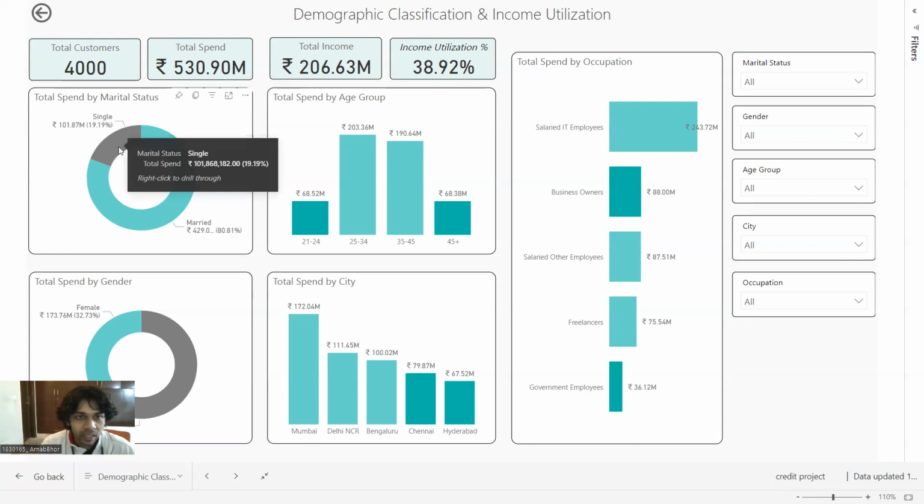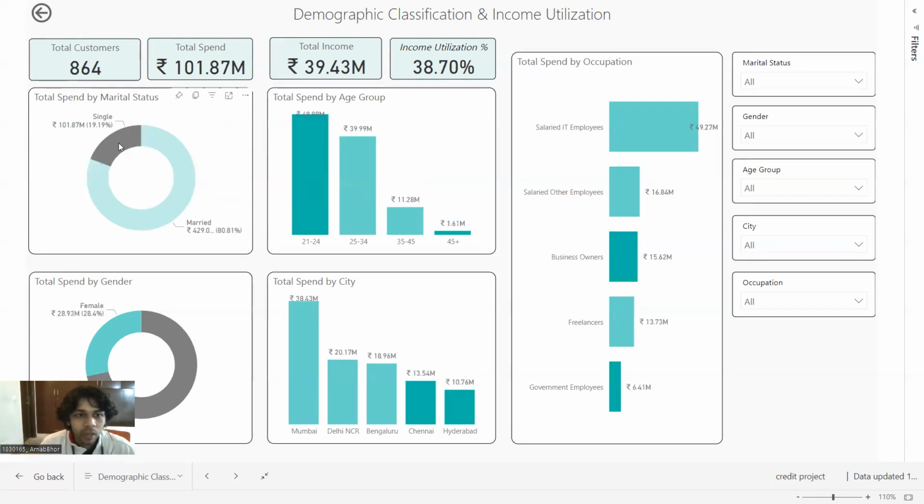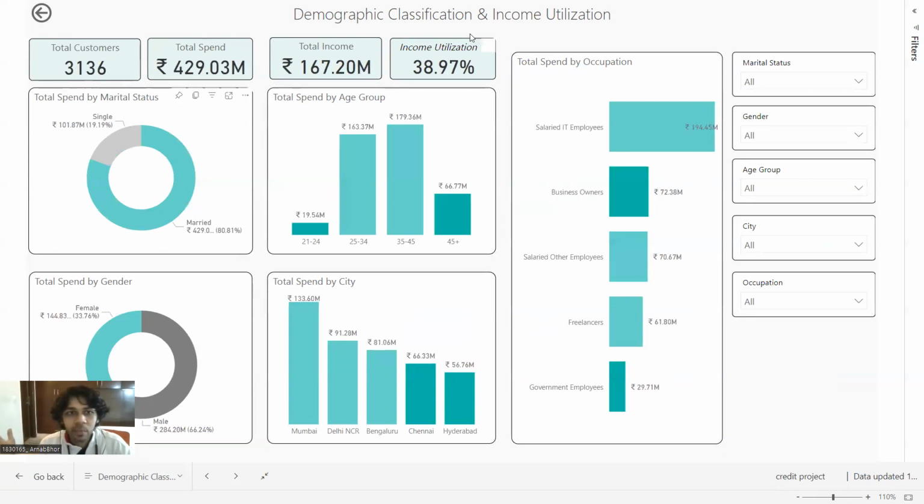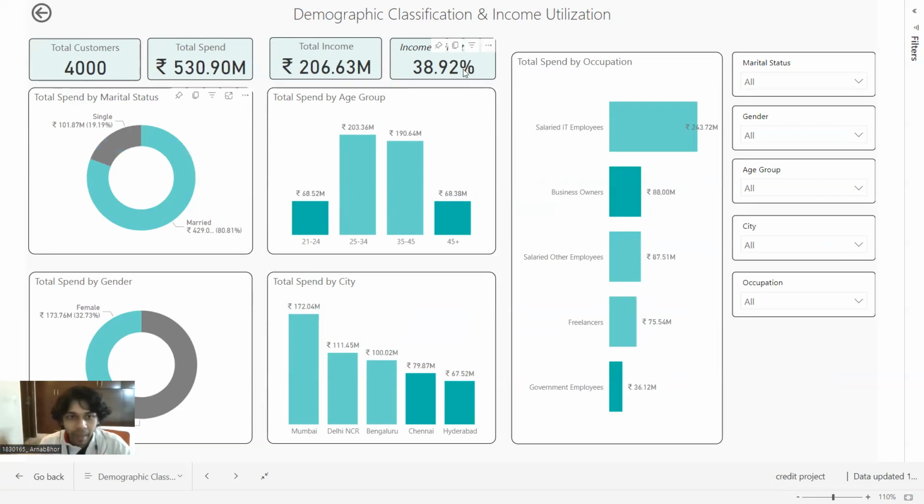For example, if I click on single here, you will see that all the values have been filtered. So we have 864 single people who spend 101.87 million in total, and the total income of these people is 39.43 million. On an average, the income utilization percent, which again is how much the person is earning divided by how much they are spending, is 38.7%. For married people, our KPI turns out to be 38.92%. These are the initial KPIs.